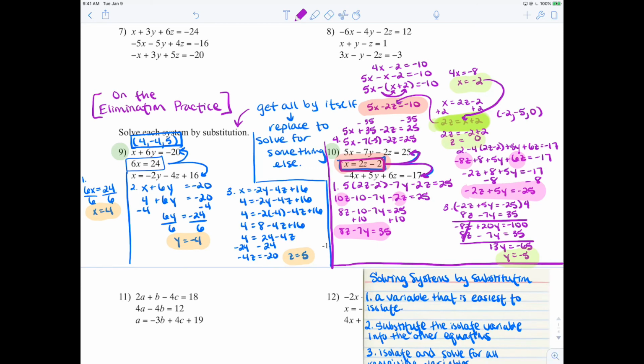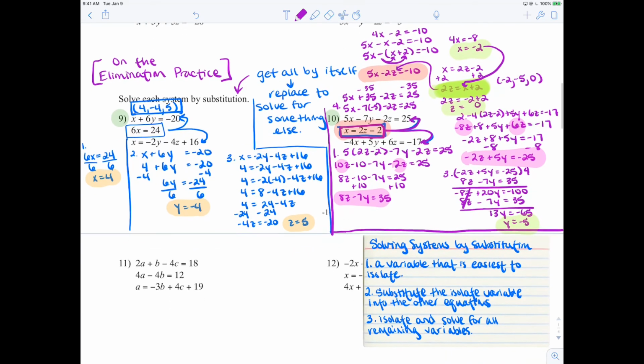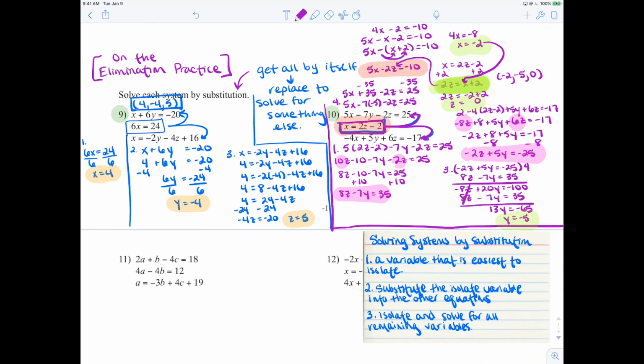So you do the rest of the practice problems with steps, solving each system by substitution.